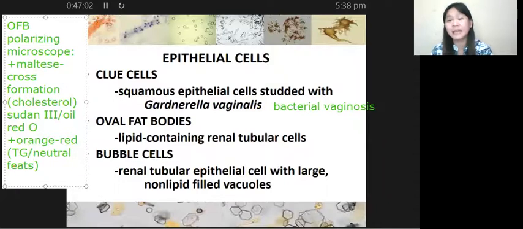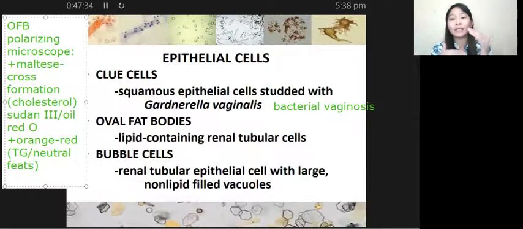Oval fat bodies, renal tubular epithelial cell lang din yan. Walang transitional na oval fat body, walang squamous na oval fat body. Okay? So yung bubble cells natin, of course, if you are going to subject it to polarizing microscopy, it's negative for your Maltese cross formation. And of course, again, if you are going to subject it to our lipid stains, it will also be negative for the orange-red color that we are after.